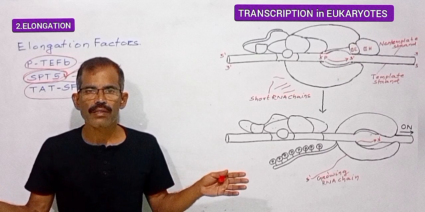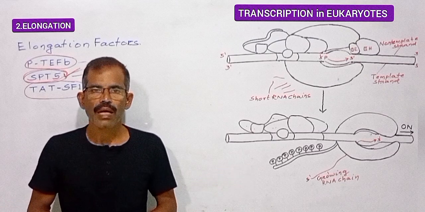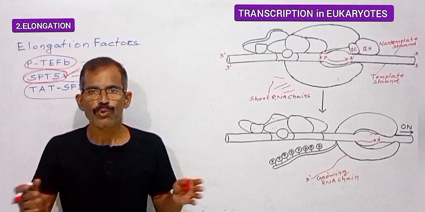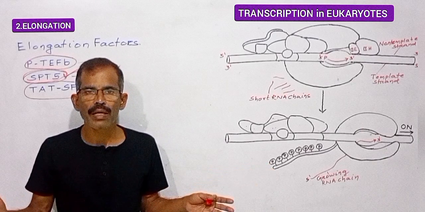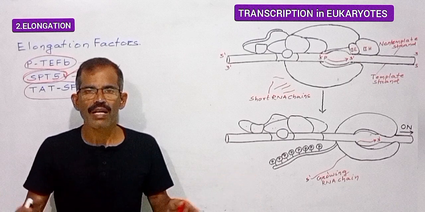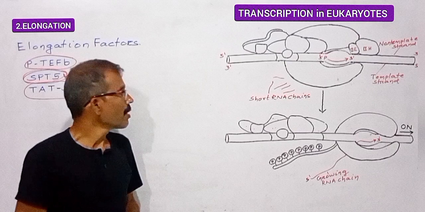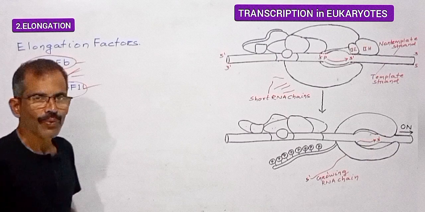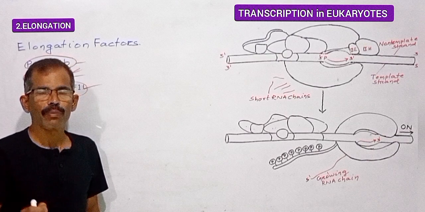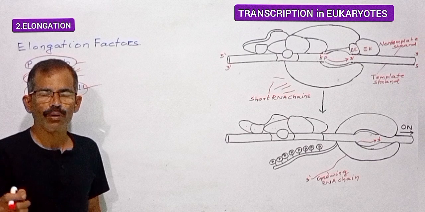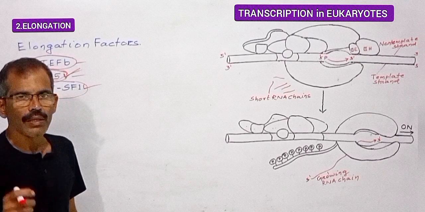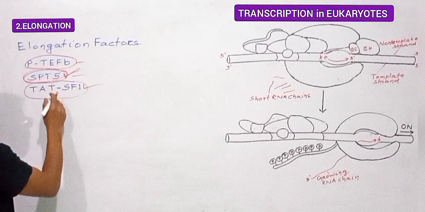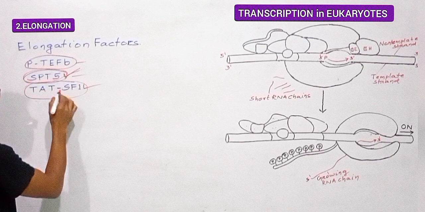There are different classes of elongation factors, some of which increase the overall rate of transcription, others help through transient pausing sites, and the remaining help polymerase to transcribe through chromatin. One of the elongation factors is P-TEFb, which is particularly important. It phosphorylates the serine 5 of carboxyl terminal domain repeats of bound polymerase II. It also phosphorylates and activates two other factors. One is SPT5 and the other is TATSF1.